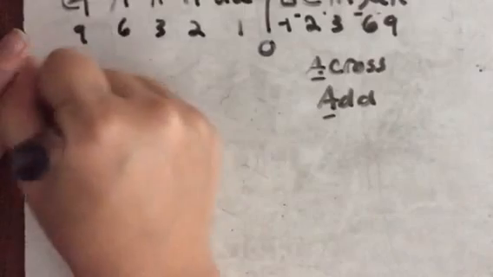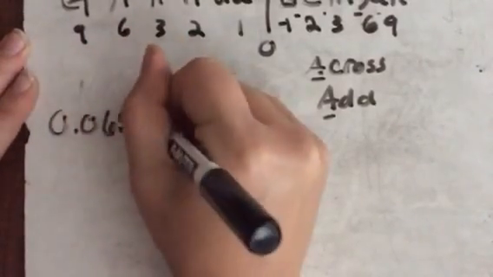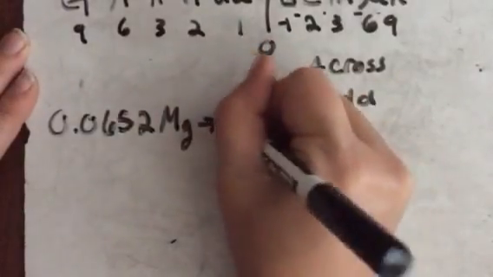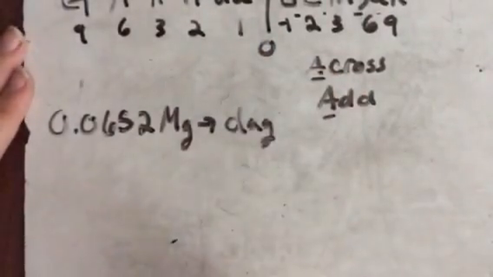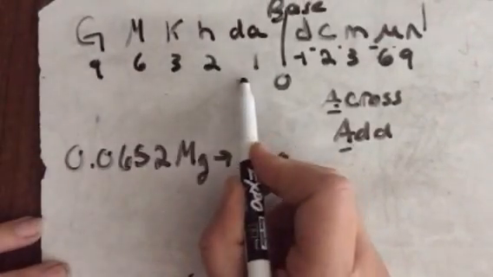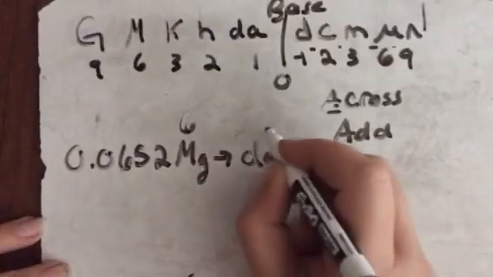So let's say you had 0.0652 megagrams, and you want to go to decagrams. In this case, we're going from mega to deca. Mega has a value of 6. Deca has a value of 1.